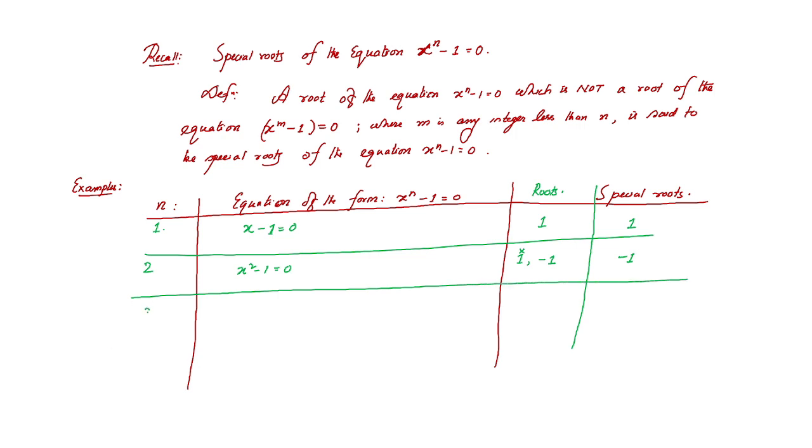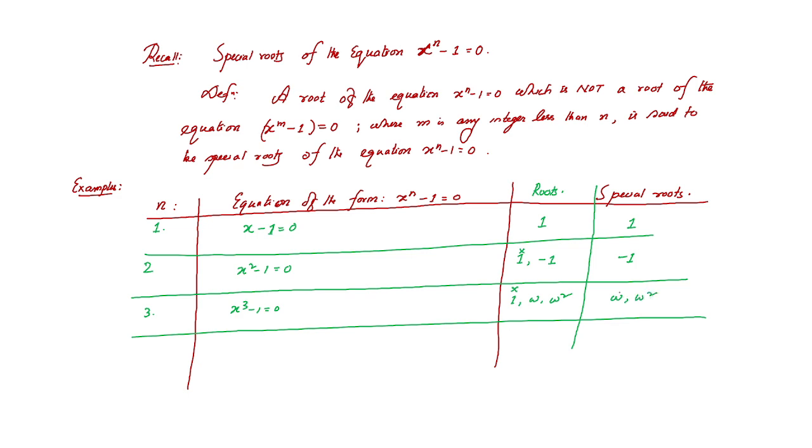Now if you think about x cube minus 1 equals 0, what are the roots? The roots are 1, omega, omega square, where omega is the imaginary cube root of unity. So 1 is the root of x square minus 1 as well as x minus 1. That means it is a root of a lower degree equation of the same type. So 1 is not a special root. So omega and omega square are the special roots.